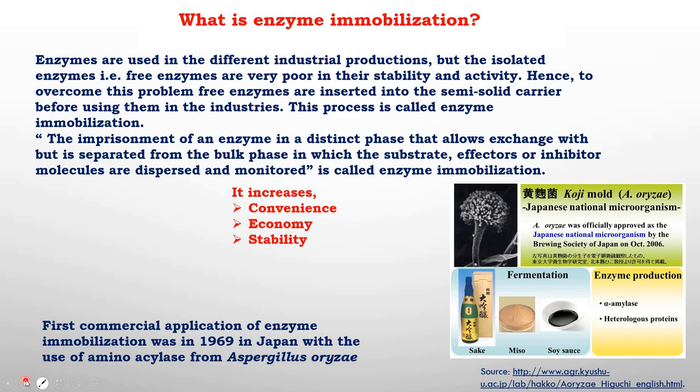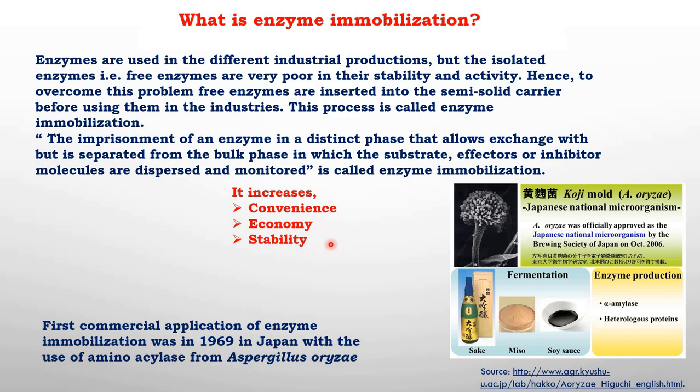Now, in a distinct phase that allows exchange with but is separated from the bulk phase in which the substrate, effectors and inhibitor molecules are dispersed and monitored, is called enzyme immobilization. This definition is somehow difficult to understand, but you can use this definition. It's very simple and straightforward. So simply, the motive of enzyme immobilization is to increase its convenience, its economy, and its stability.